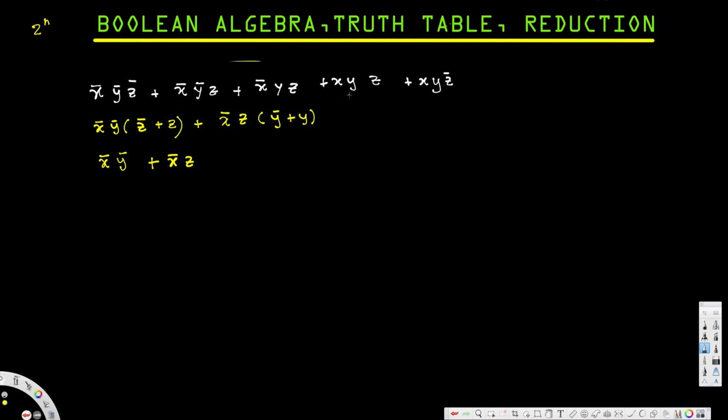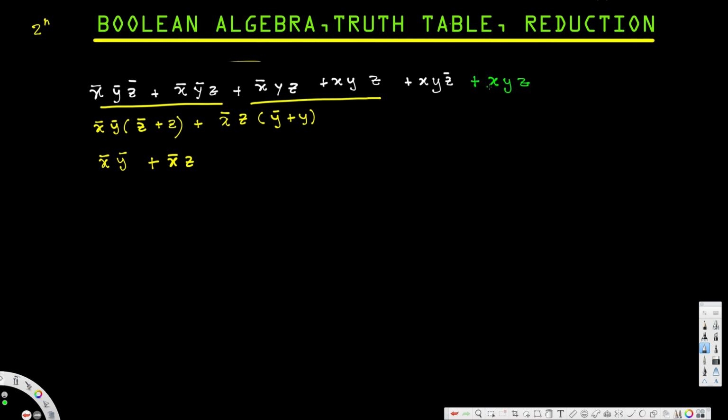And here we have x y z. So we have taken these two, and we are left with this one. But here we can do a trick. We can add one more x y z.